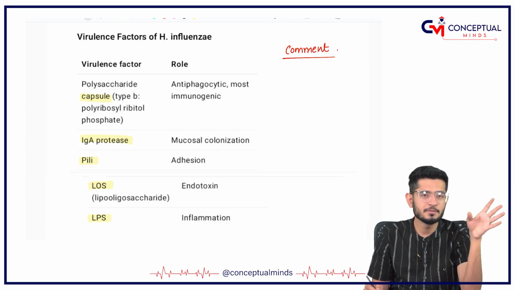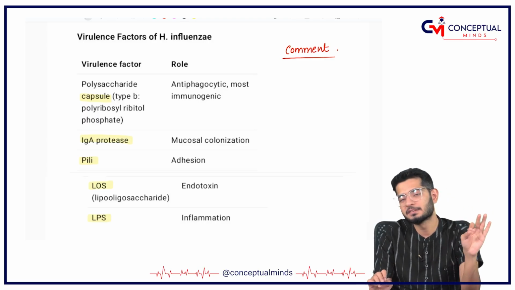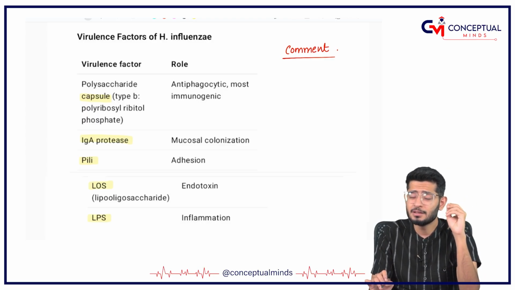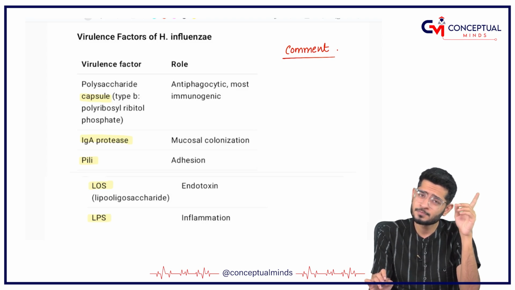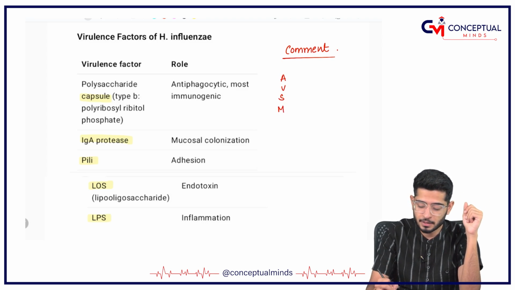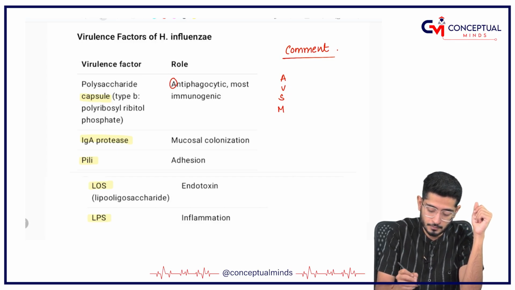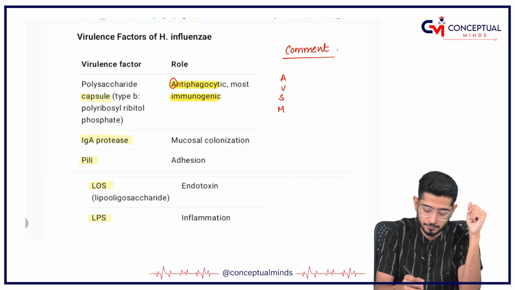From the very first class I have told you, whenever capsule comes, please recite this poetry, AVSM for capsule. So what does this AVSM stand for? A for antiphagocytic, V for virulence, that means it is immunogenic, virulence.